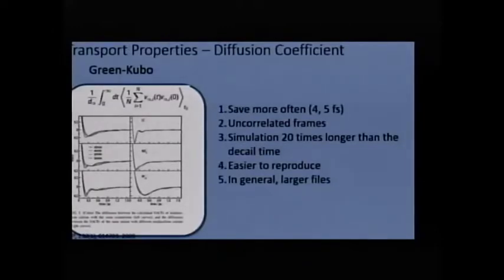So you have to sample uncorrelated frames. The simulations should be 20 times longer than the decay time. So in this case, probably 20 picoseconds is enough to calculate. It's easier to reproduce because we have to integrate when it goes to zero, so it's easy to ensure that it's going to zero.